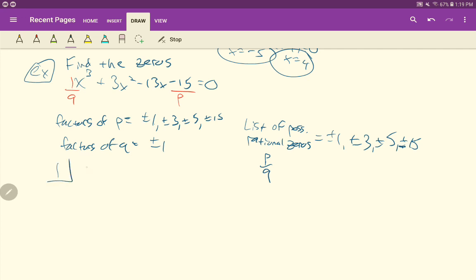Okay, so we'll plug in 1. We'll do 1, 3, negative 13, negative 15. Drop the 1 down. So 1 times 1 is 1. 3 and 1 make 4. 4 times 1 is 4. Negative 13 and 4 is negative 9. Negative 9 and 1 is negative 9. And then that adds to negative 24. So nope, that one doesn't work.